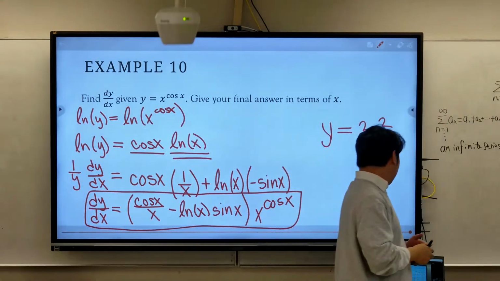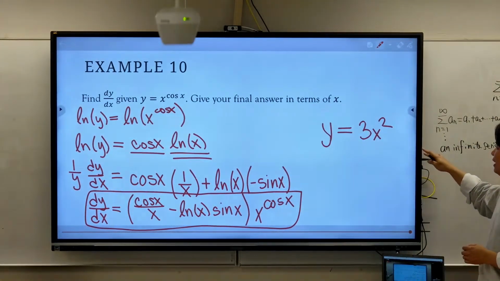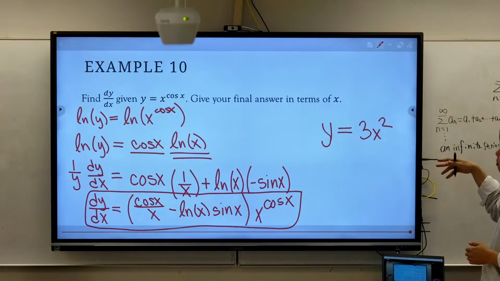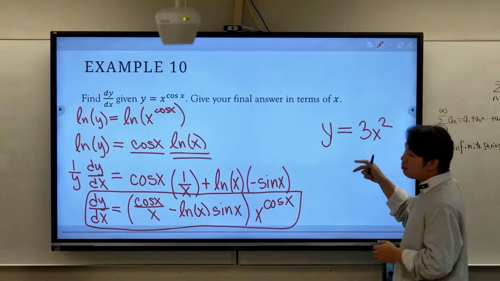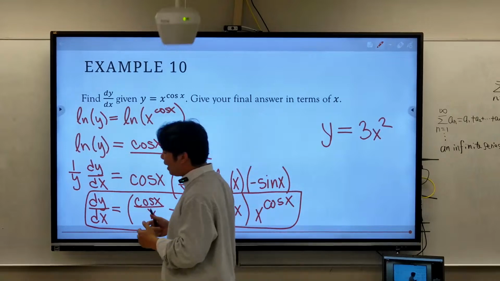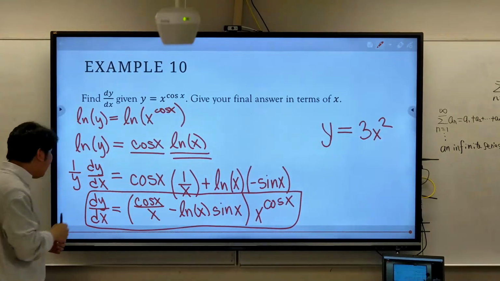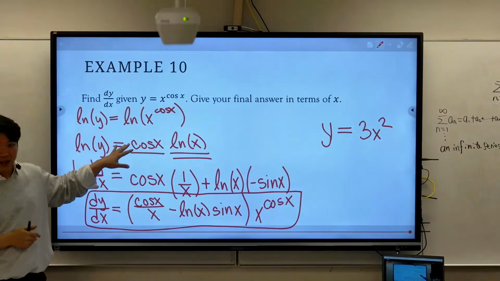All right, so that is our example 10, talking about the derivative of y is equal to x to the cosine of x, where cosine of x is the power. Any questions about what we did for example 10?